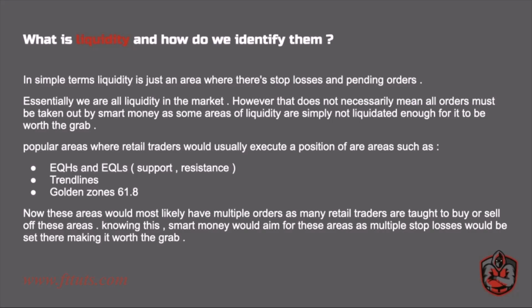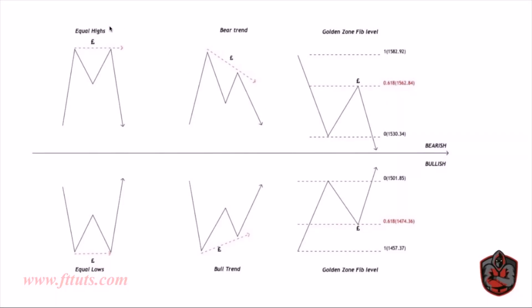Now, if I go back to the last slide, remember when I was talking about the popular areas where retail traders would usually execute their positions? Those are areas of what we deem as liquidity in the market. So we have our equal highs, our areas of double tops and resistance. When we identify these levels, we would mark that out as an area of liquidity. Same thing for equal lows. When we identify double bottoms or areas of support, we'd identify that as liquidity.